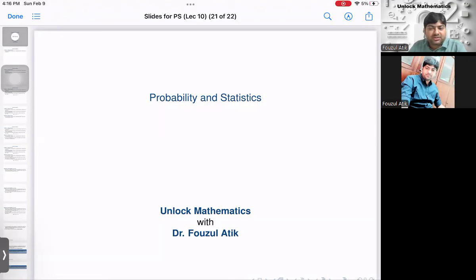Today we are going to discuss a new concept called random variable. This concept is easy, but if you just look at the definition, it is a bit difficult to understand. So we'll first discuss a few examples and then slowly move into the definition of random variable.